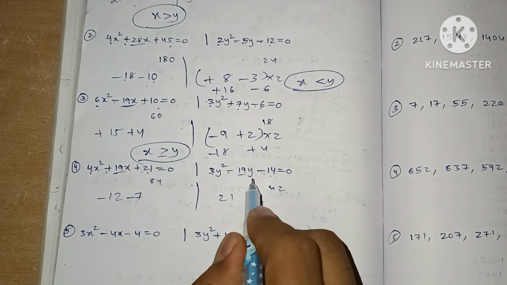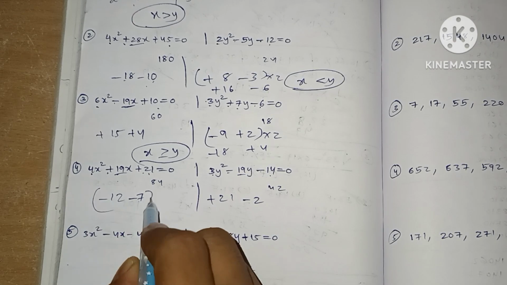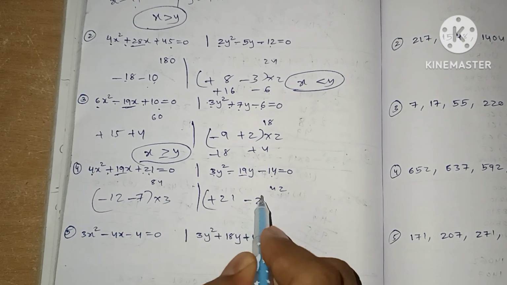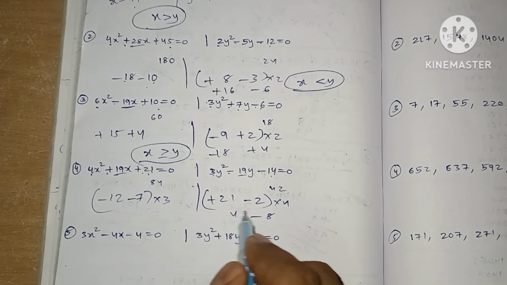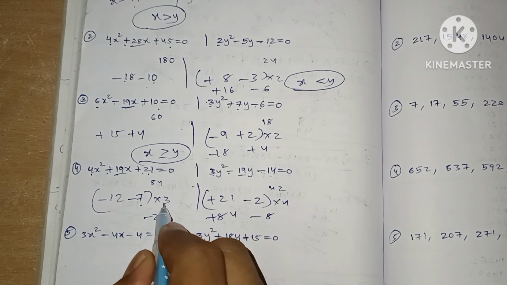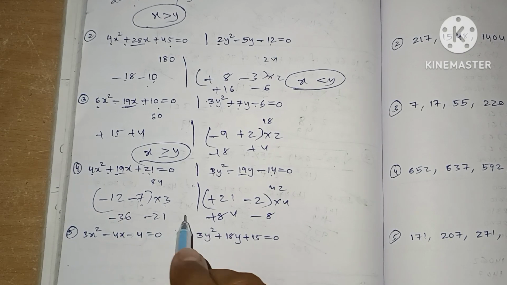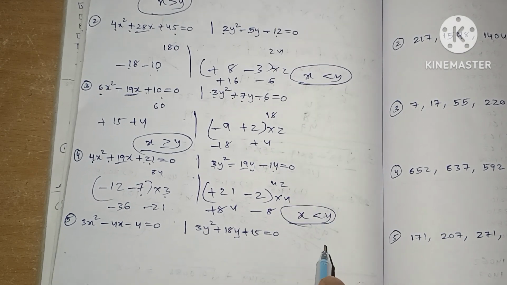Okay, minus and minus means plus and minus. To make the base equal, we need to multiply this with 3 and this with 4. We get a minus 8 for 1 times 4, 4 2 times 84 plus 84, 3 7 times minus 21. This will be minus 36. Now by comparing these two, it is clear that x is lesser than y.